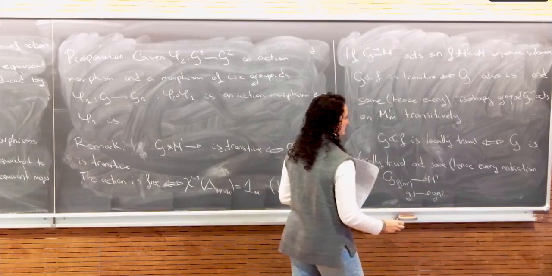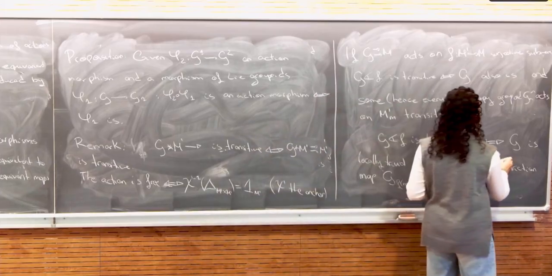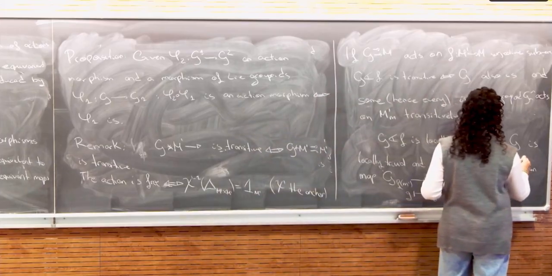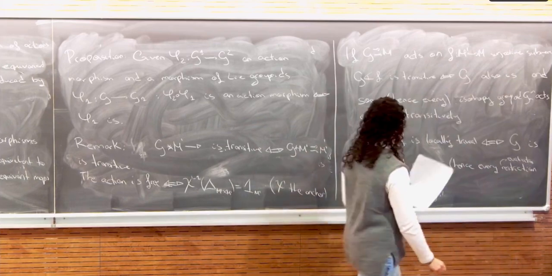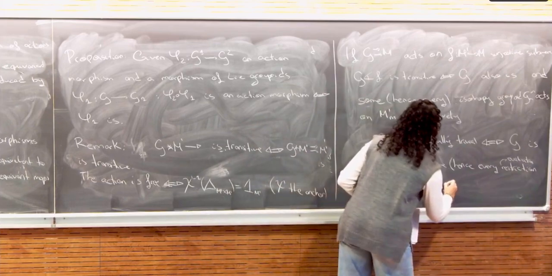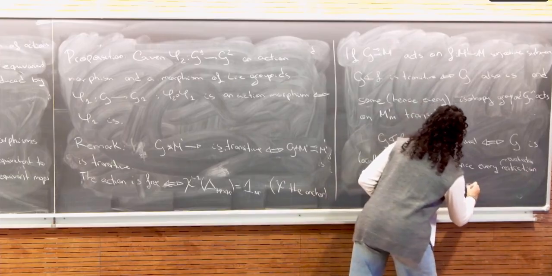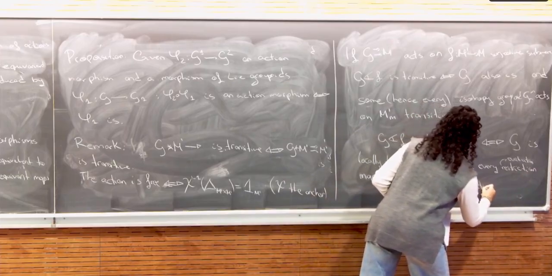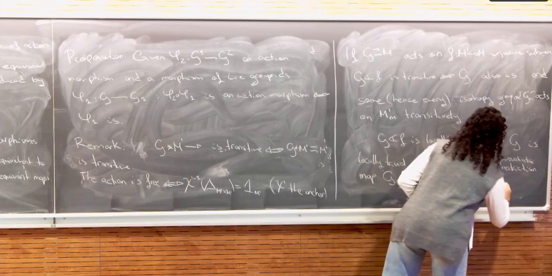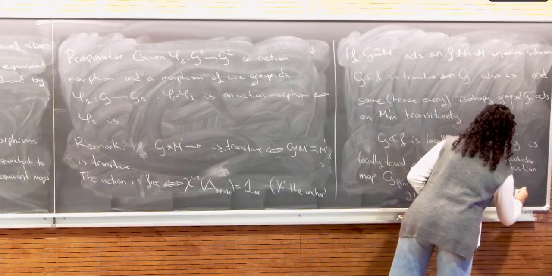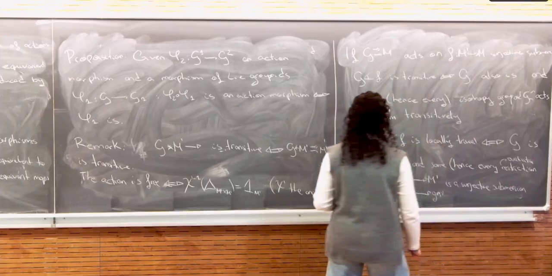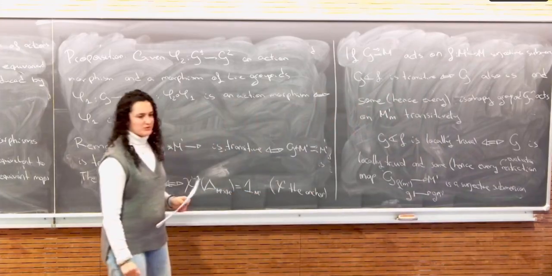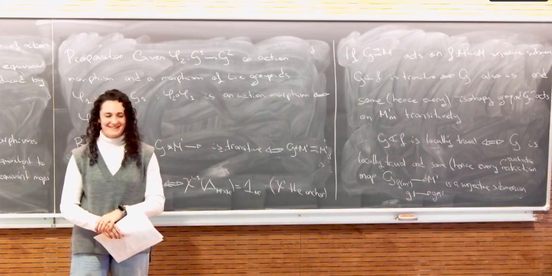Also called restriction or evaluation map. Is also a surjective submersion. And that's it. I hope you enjoyed it. Okay. Thank you.